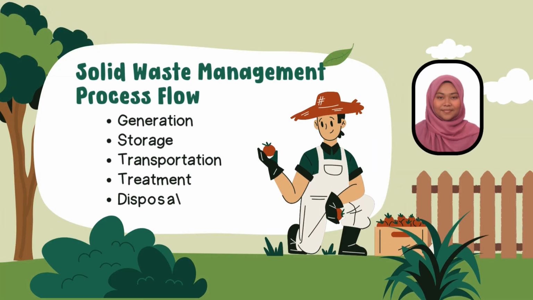Solid waste management process flow. The first process is generation. This stage is where solid waste is generated by users such as residential homes, business centers, factories, and so on. Next is storage, a place where solid waste is stored, such as a mobile garbage bin or a rural bin, before being collected according to a set schedule. Transportation is the process of transporting solid waste from a storage location to a treatment or disposal location.